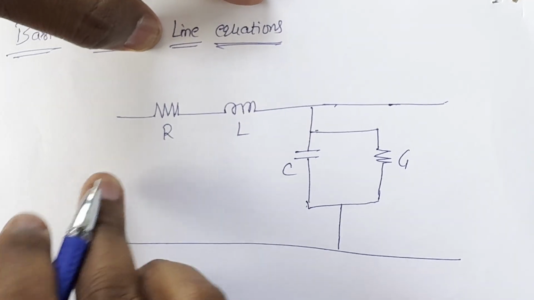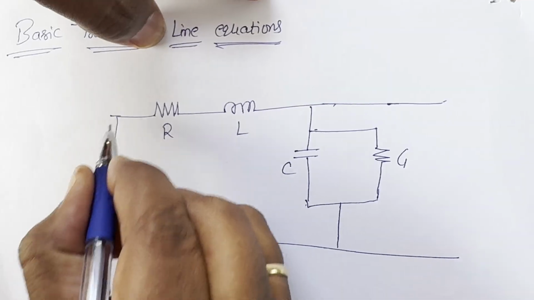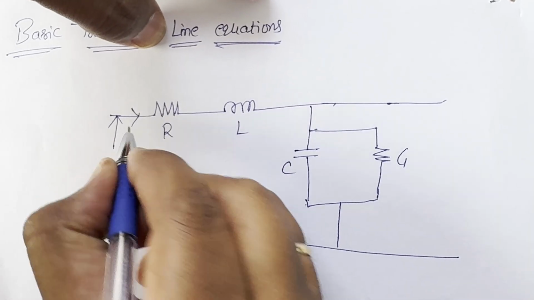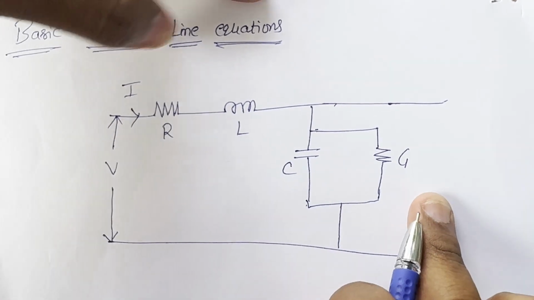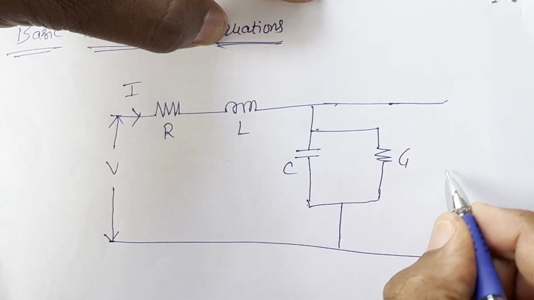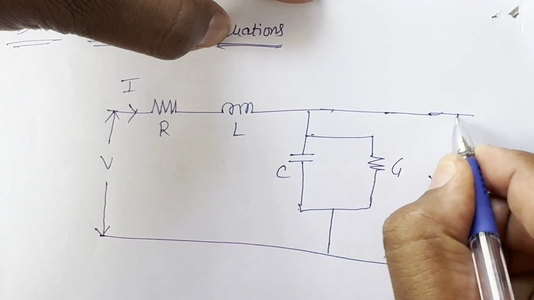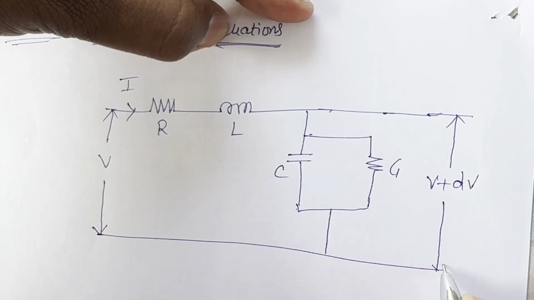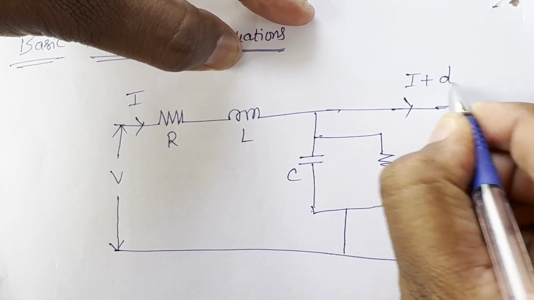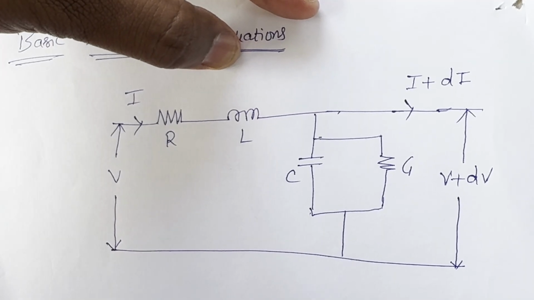Now it is the input. At the input section, I am assuming voltage as V and current as I. It is the output section. At the output section, I am assuming voltage as V plus dV and current as I plus dI.